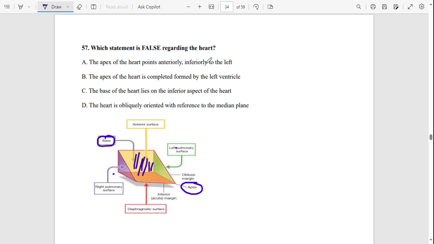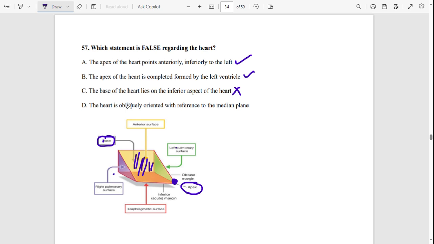The apex of the heart points anteriorly, inferiorly, to the left. This is true, anterior inferior to the left. The apex of the heart is completely formed by the left ventricle. This is also true. You have got the left ventricle here. Okay. The base of the heart lies on the inferior surface. Look at where the base is. The base is not inferiorly but posteriorly.